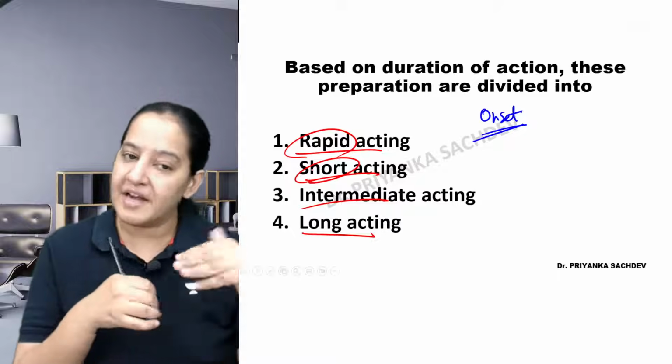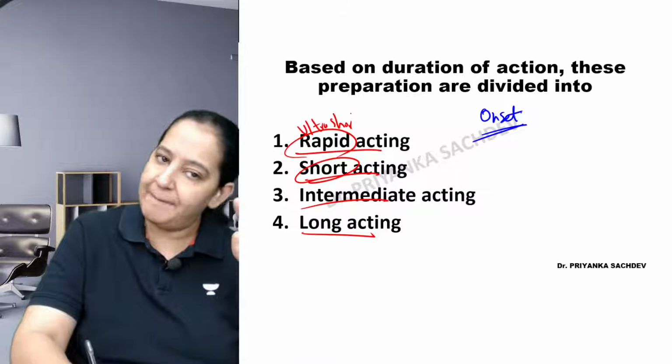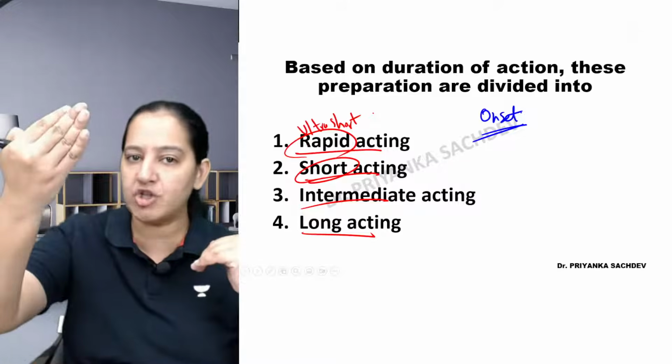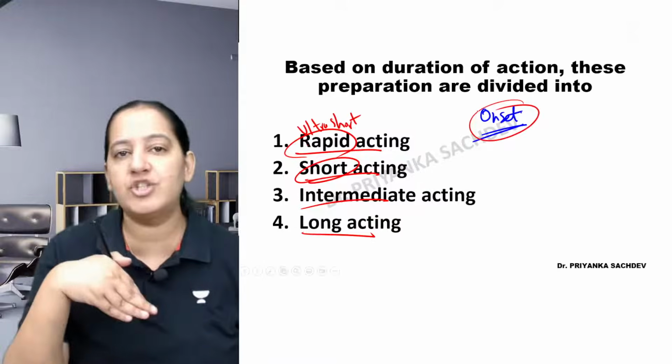Students get confused. Rapid is different. Rapid we can say ultra short. So rapid and ultra short is one and the same thing. So ultra short, short, intermediate, long. So you will say, ma'am, what is the time of onset of each of them?